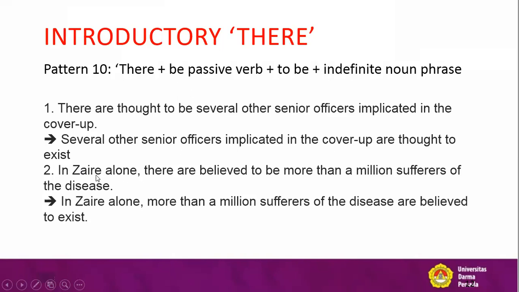Number 2, in Zaire alone, this is a country in Africa, if I'm not mistaken, there are believed to be more than 1 million sufferers of the disease. We have there, and then be, and then believed, that is a passive verb, and then to be, and then an indefinite noun phrase: more than 1 million sufferers of the disease. So we can say in Zaire alone, more than 1 million sufferers of the disease are believed to exist. So everybody, that is the material.